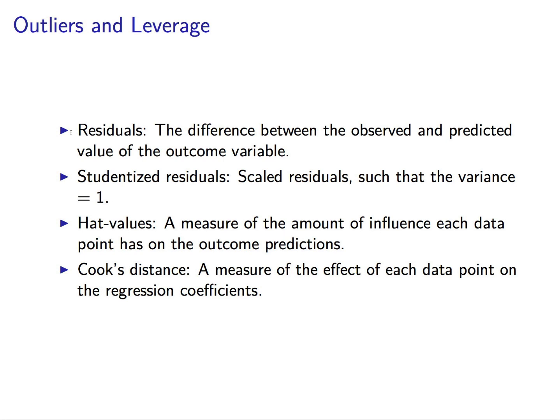So again, the hat values and Cook's distance are related, but they're not exactly the same thing. These are helpful measures to have when deciding what to do about outliers in your data. The outlier test and influence plot functions can be helpful in visualizing the influence and diagnosing possible problems with your data.